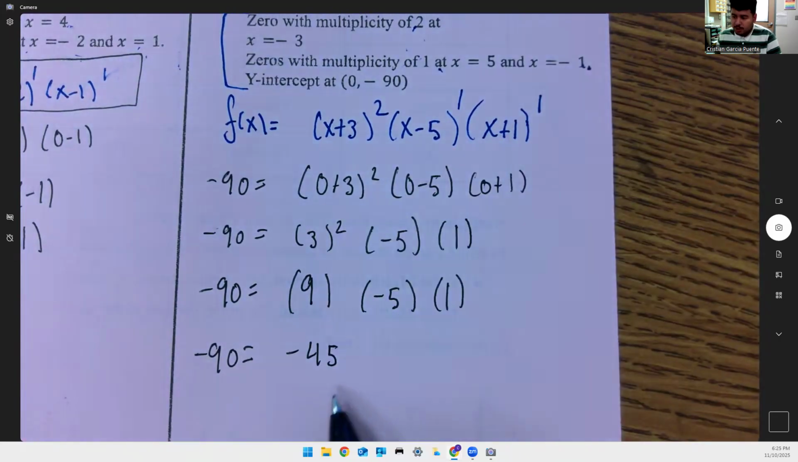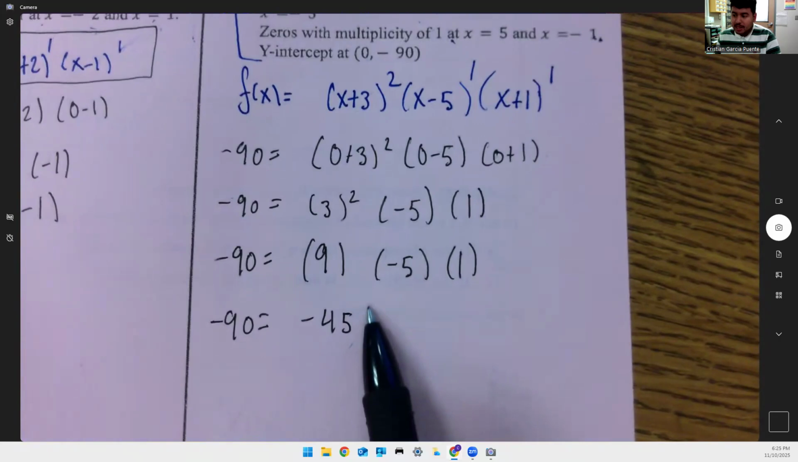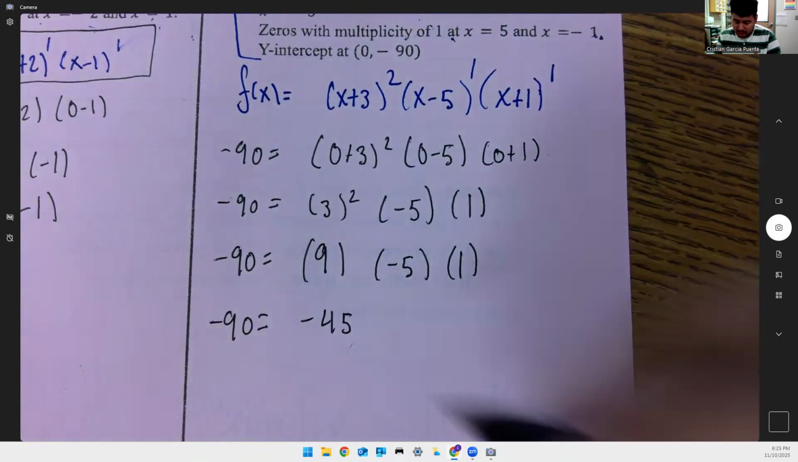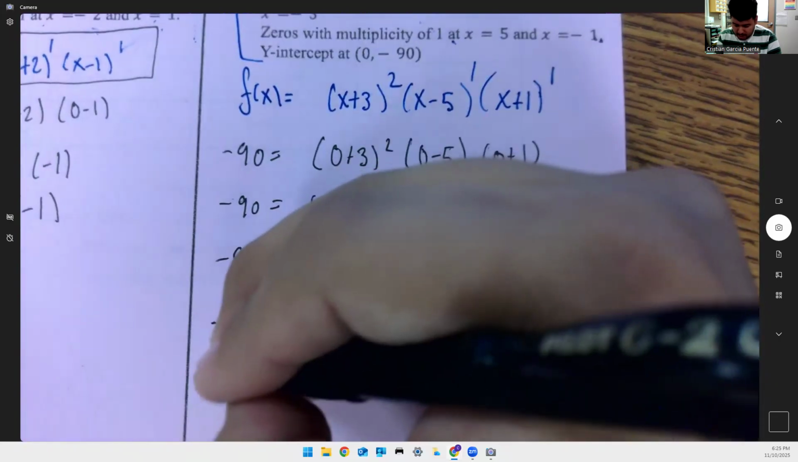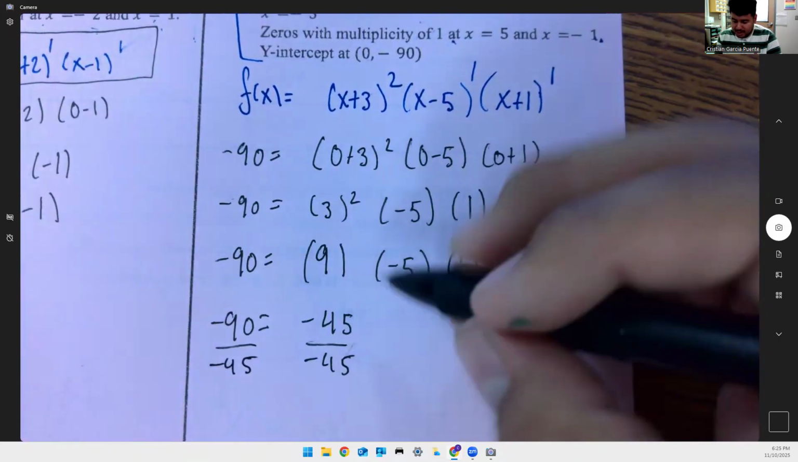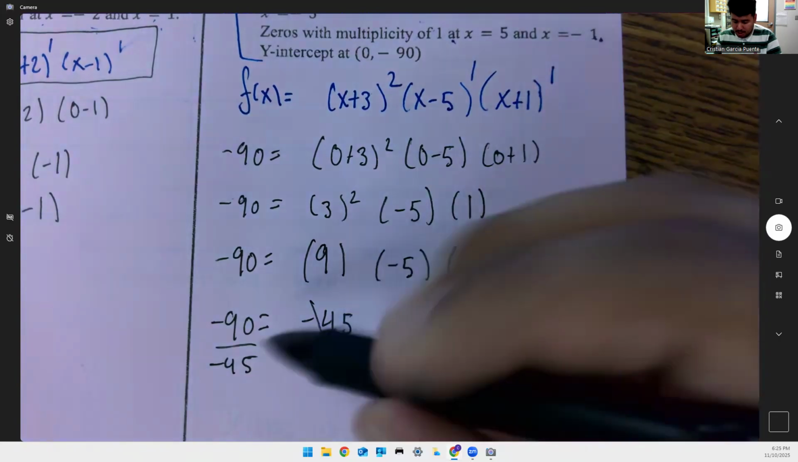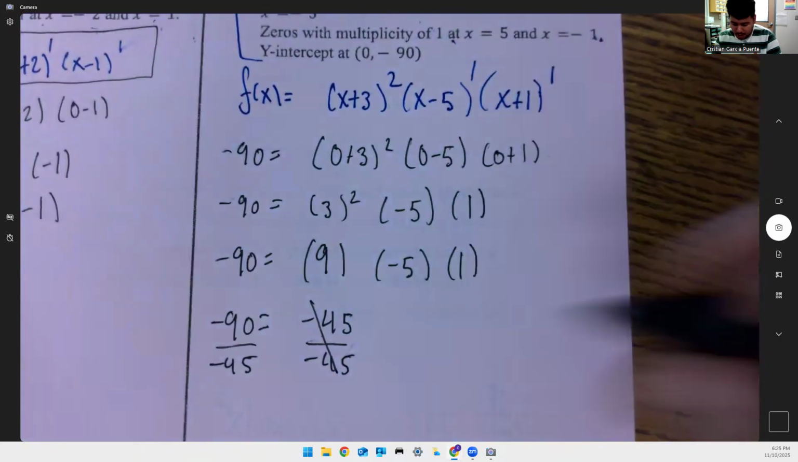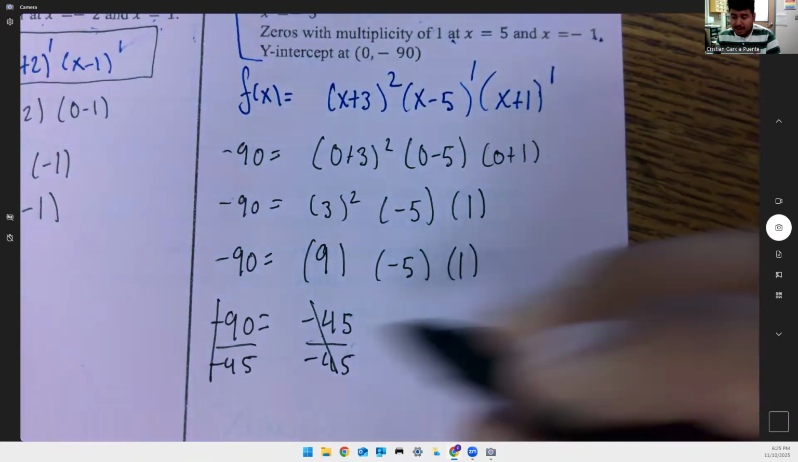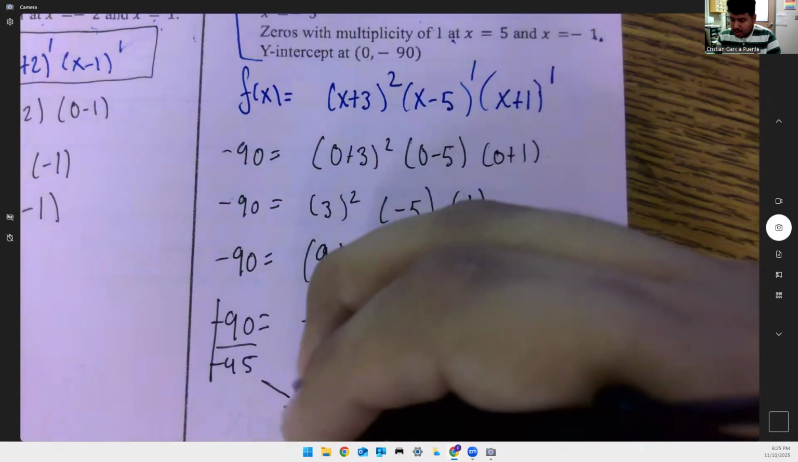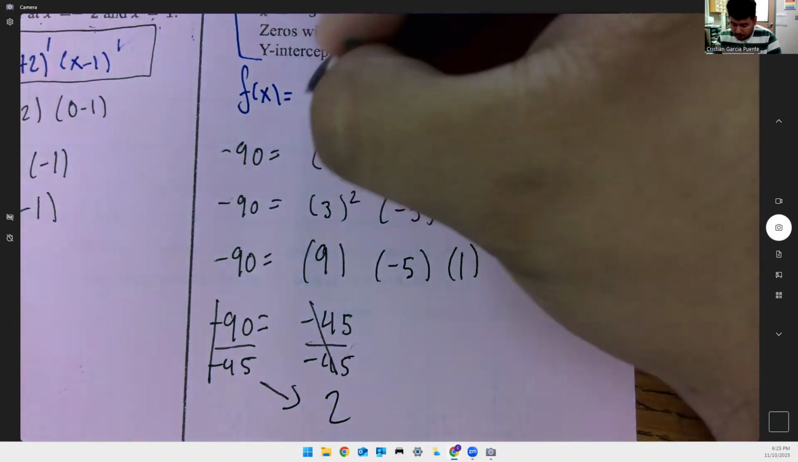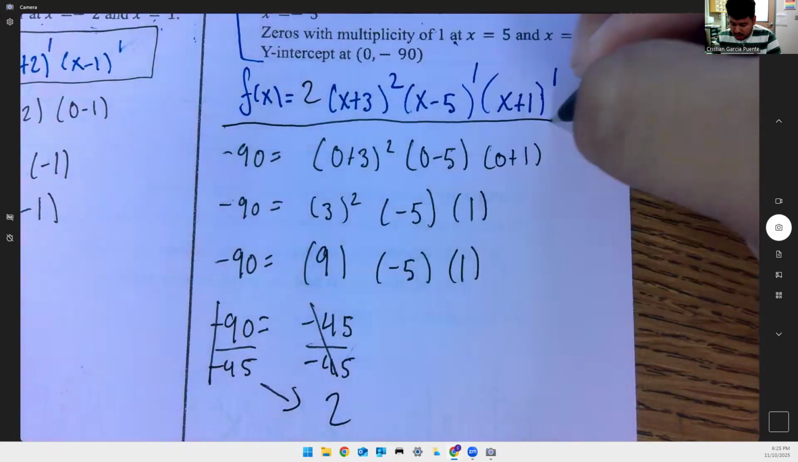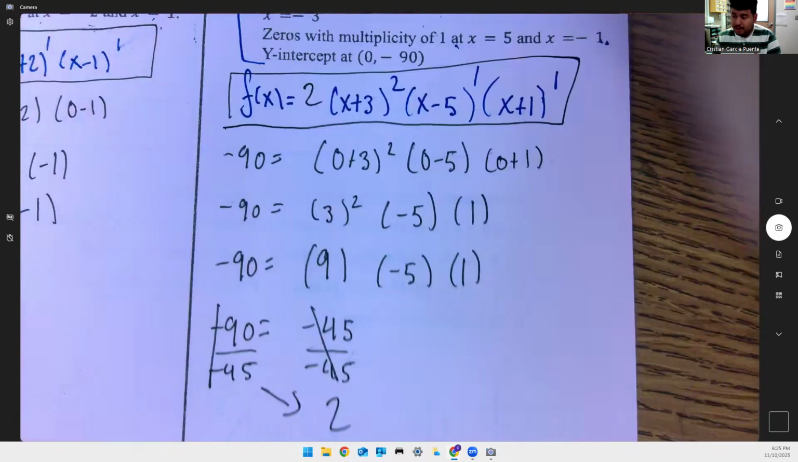Now what I need to do is divide both sides by this number, which is negative 45. So when you divide by negative 45 on both sides, this right side is just going to cancel. You see how we have 2 negatives on the left? So those are going to turn into positive. And then what's 90 divided by 45? That's just 2. So on the front of our equation up here, we're putting a 2. And that is it. And we are done.